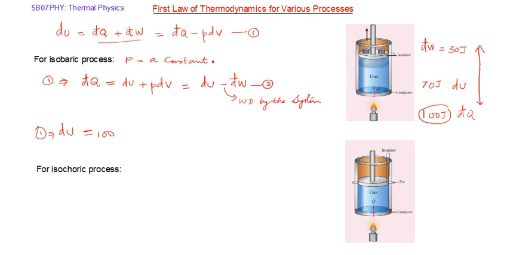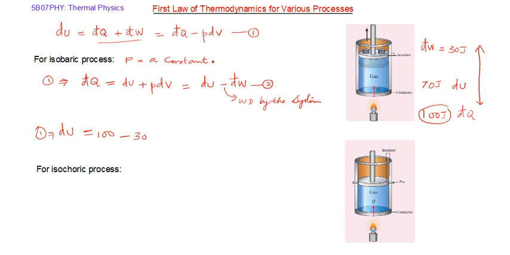Plus dW. But here you can see that dW is the work done by the system. So as per our convention, dW should be taken as negative. Why should it be taken as negative? Because work done on the system should only be taken as positive as per our convention. So here I must take the work done by the system, 30, as negative.